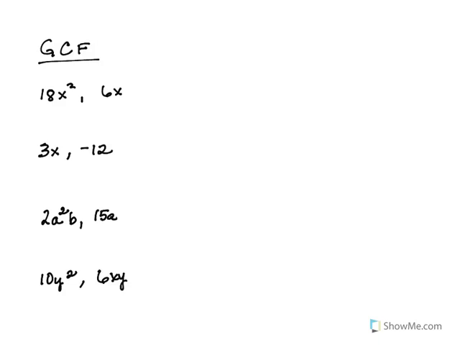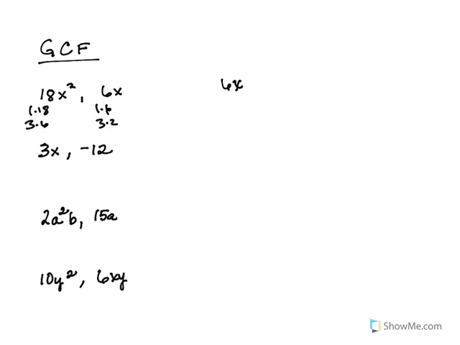Okay, so here we are going to identify the greatest common factor of a set of terms. So we have 18x squared and 6x. So the GCF, first we're going to do 18 and 6. So the GCF for 18 and 6, remember 1 times 18, 3 times 6. So the GCF is 6 for the coefficients, and then x squared and x. The GCF for those would be x.